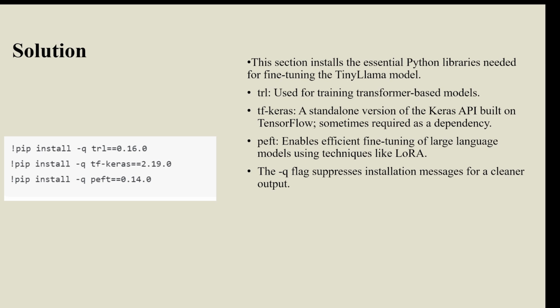This section installs the essential Python libraries needed for fine-tuning the TinyLlama model. TRL is used for training transformer-based models. tf-keras, a standalone version of the Keras API built on TensorFlow, is sometimes required as a dependency. PEFT enables efficient fine-tuning of large language models using techniques like LoRA. The -q flag suppresses installation messages for a cleaner output.